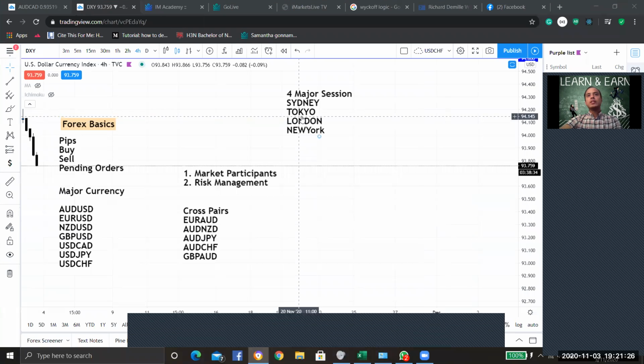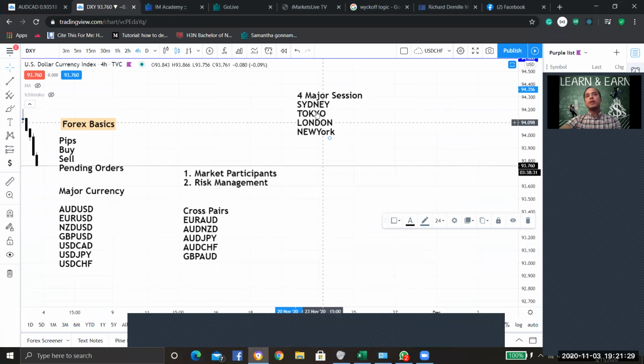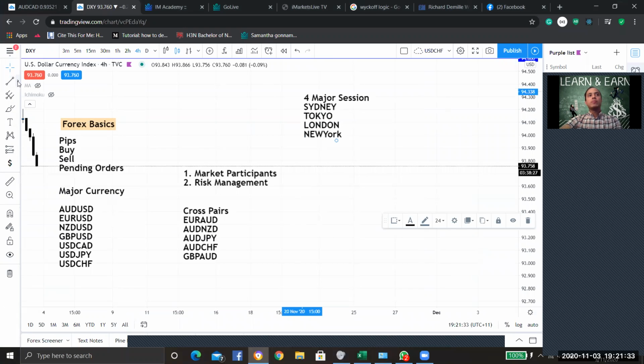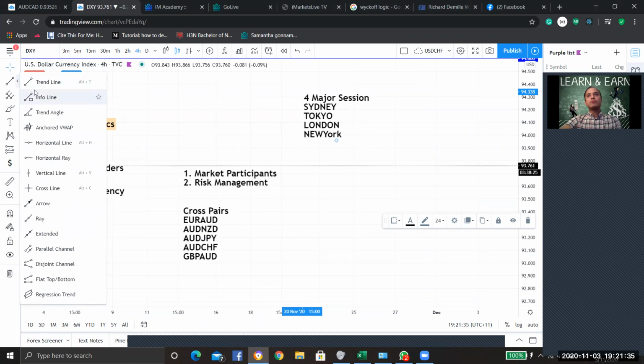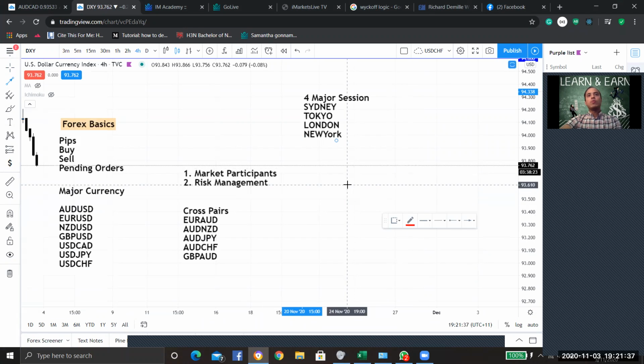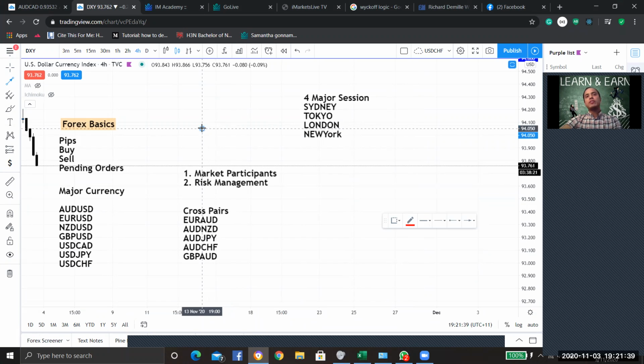So basically there are four major sessions we trade. Those are Sydney, Tokyo, London, and New York. But there is some trick. What traders basically want to do is wait for the London and New York sessions to trade, because most of the time in the Sydney and Tokyo sessions there is less volume. That is why there will be some traps for novice traders like us, some beginner traders.